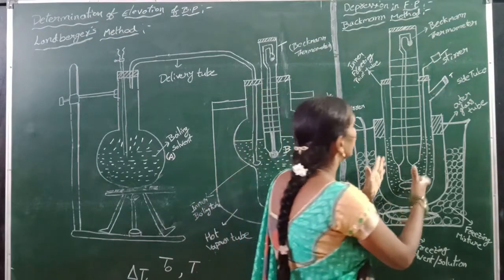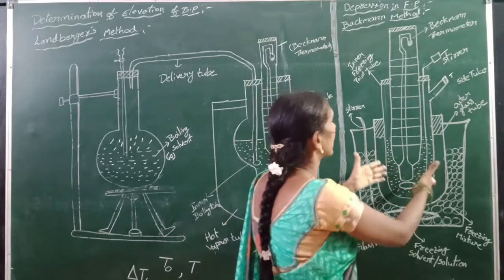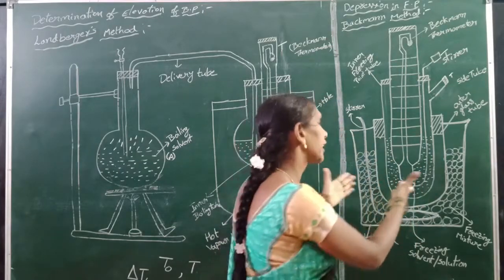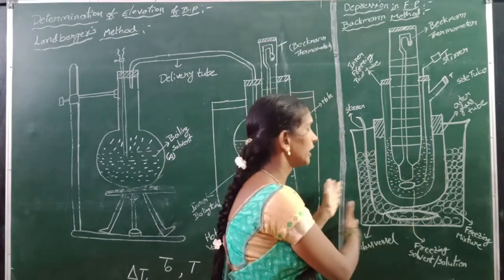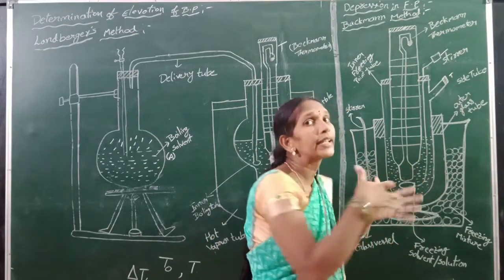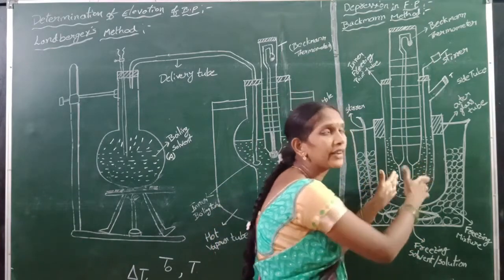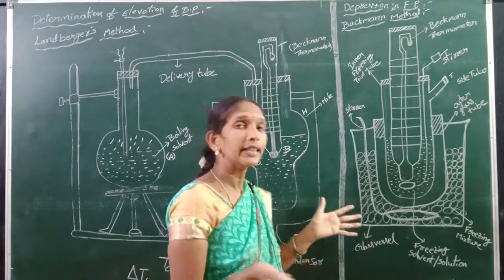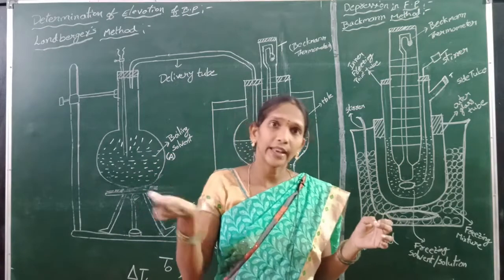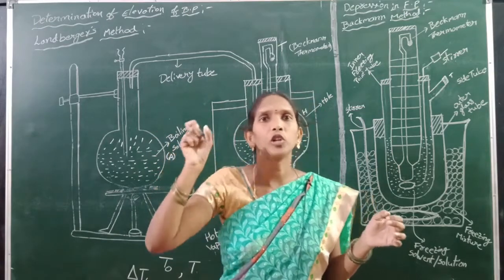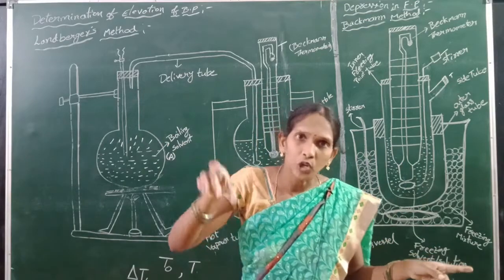Then the inner freezing tube is taken out from the freezing mixture. The frozen solvent is remelted. Then we add a small amount of solute. That means this is a solution now.